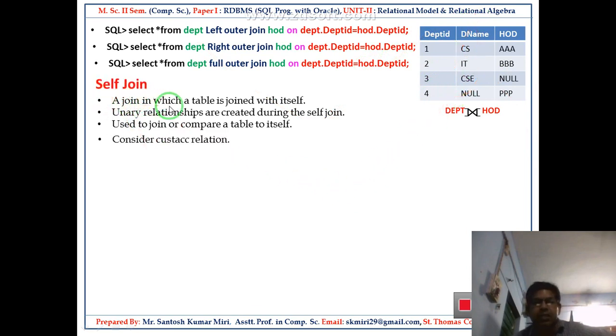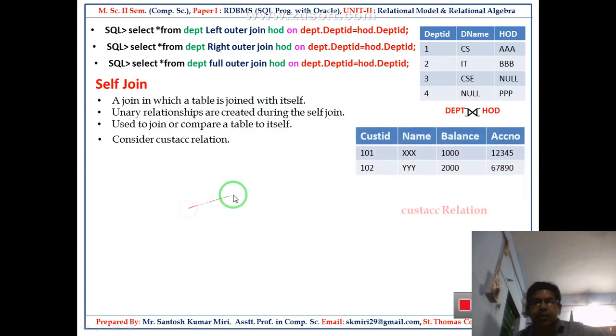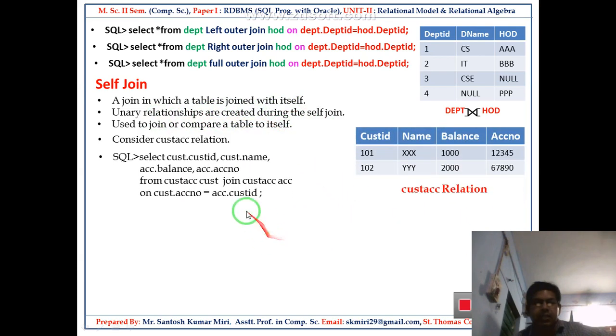Self join is a join in which a table is joined with itself. Unary operations are connected during the self join. Consider the relation cust ACC. We write select cust.cust ID, cust.cust name, account.balance. This belongs to the cust part, and this belongs to the ACC part of the same table.